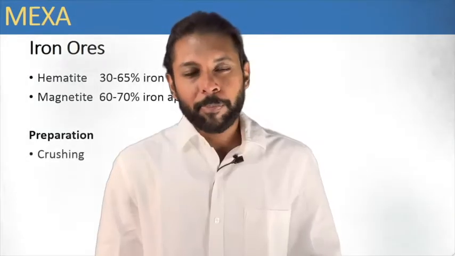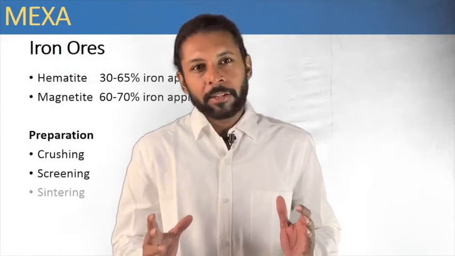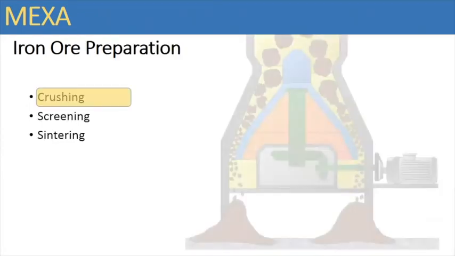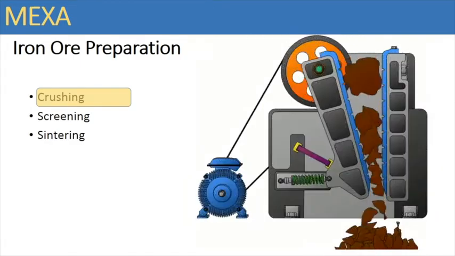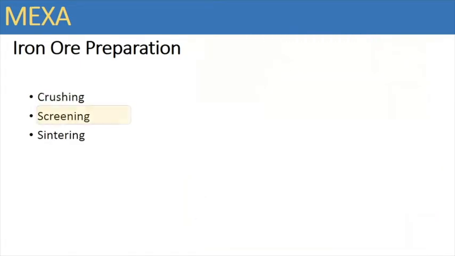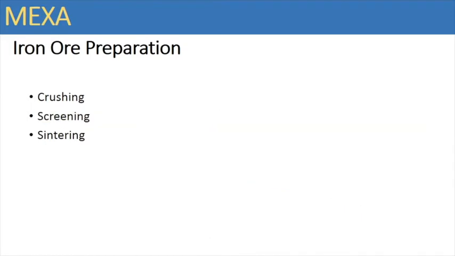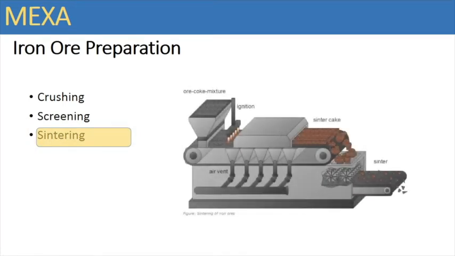Ores are first prepared by crushing, screening, and then sintering. Crushing produces even-sized lumps and fines. The fines are separated from the lumps by screening, and then they are mixed with coal or tar dust and sintered. Sintering causes agglomeration of the fines and coal dust due to application of heat, and also causes removal of some of the volatiles.